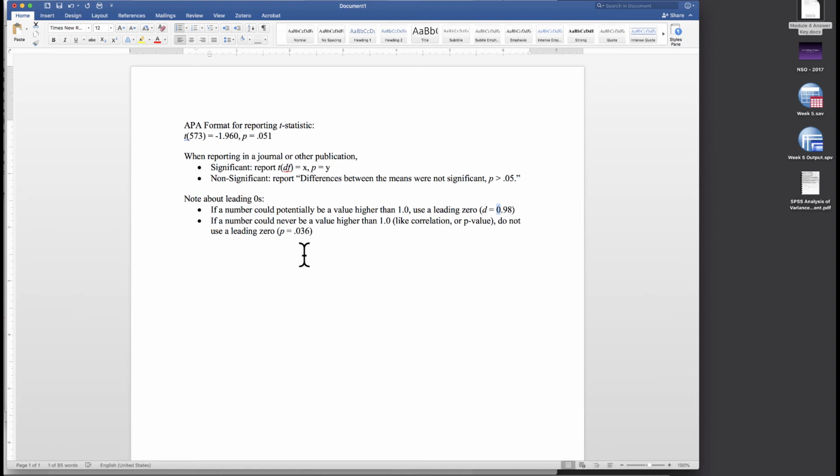Okay, but let's take a number that cannot have a value higher than 1.0, like a correlation or a p-value. In that case, we would not put a leading 0. We just put a decimal. So p equals .036. I don't say 0.036, because a p-value could never be higher than 1.0.